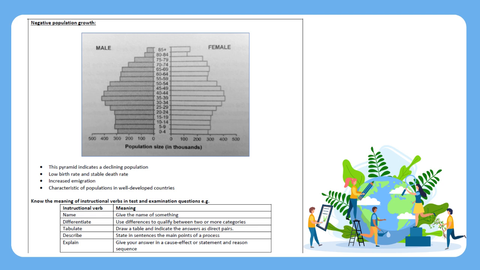Know the meaning of instructional verbs in test and examination questions, e.g. Instructional verb. Meaning. Name. Give the name of something. Differentiate. Use differences to qualify between 2 or more categories. Tabulate. Draw a table and indicate the answers as direct pairs. Describe. State in sentences the main points of a process. Explain. Give your answer in a cause-effect or statement and reason sequence.